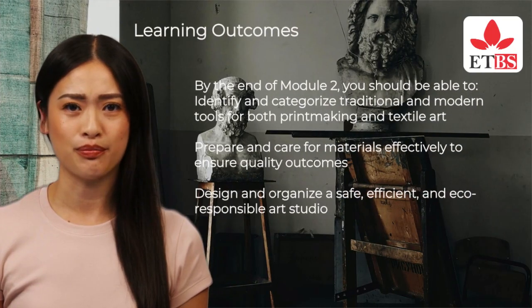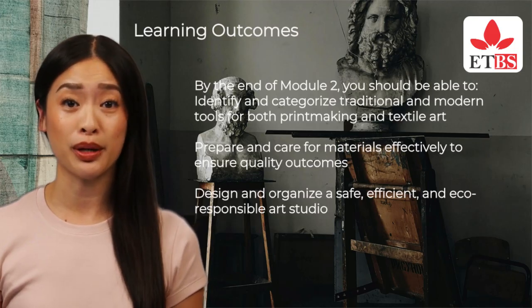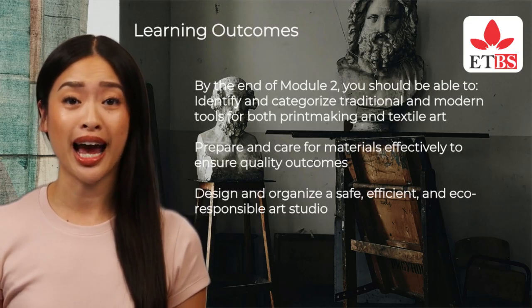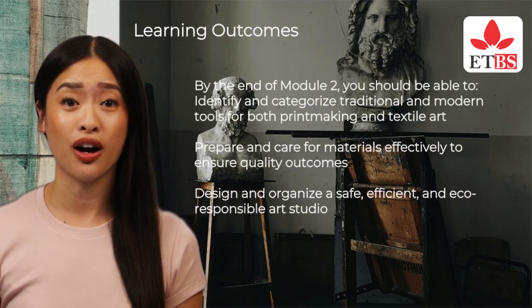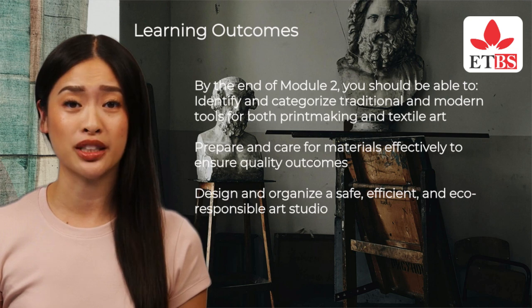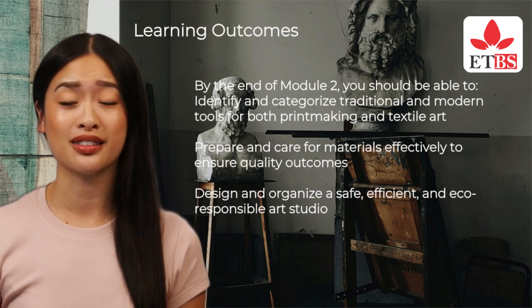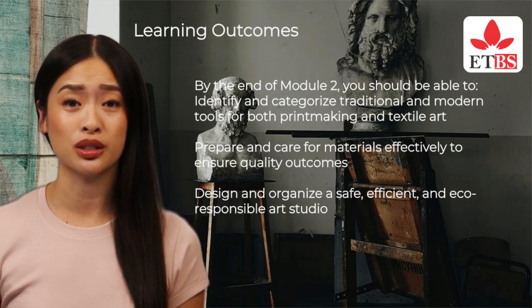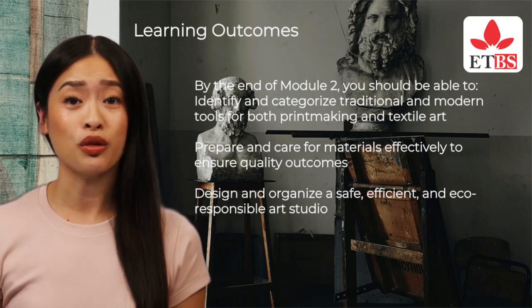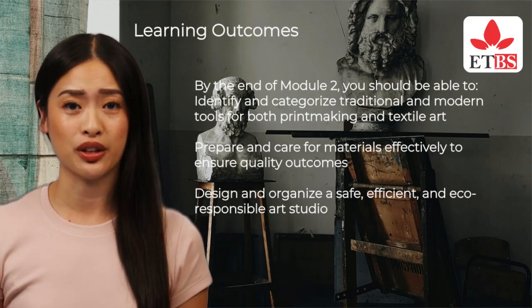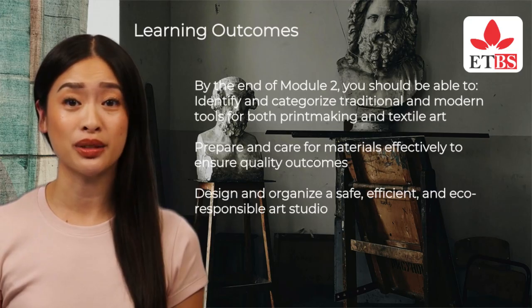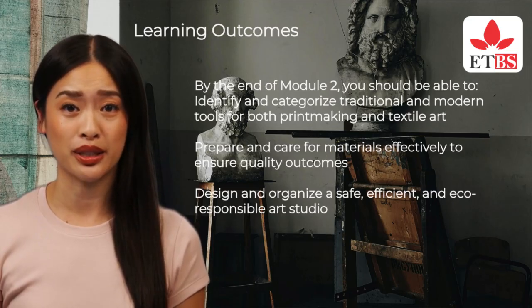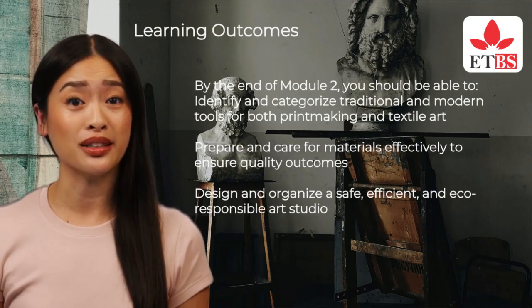Learning outcomes. By the end of Module 2, you should be able to identify and categorize traditional and modern tools for both printmaking and textile art, prepare and care for materials effectively to ensure quality outcomes, design and organize a safe, efficient, and eco-responsible art studio, integrate both analog and digital materials and tools seamlessly, evaluate, source, and test materials for quality, sustainability, and compatibility with intended techniques.